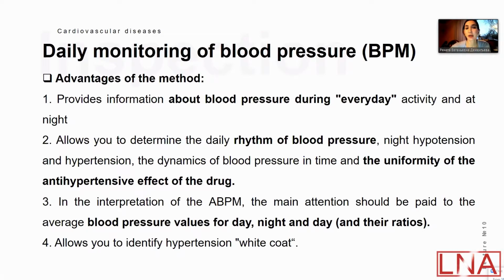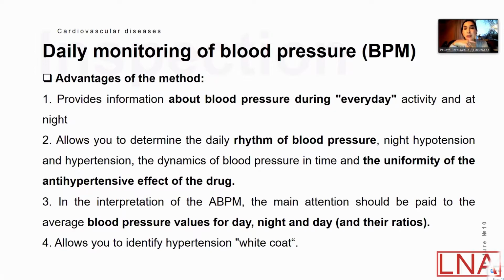It provides information about blood pressure during everyday activity and at night, and we can assess whether it is normal or abnormal. We see the levels of blood pressure during the patient's routine activity, during sport, during home activity, during sleep, and during meals, during all activities. You can also ask the patient to keep a special diary of activities, the same as with Holter ECG monitoring, putting some uncomfortable marks.